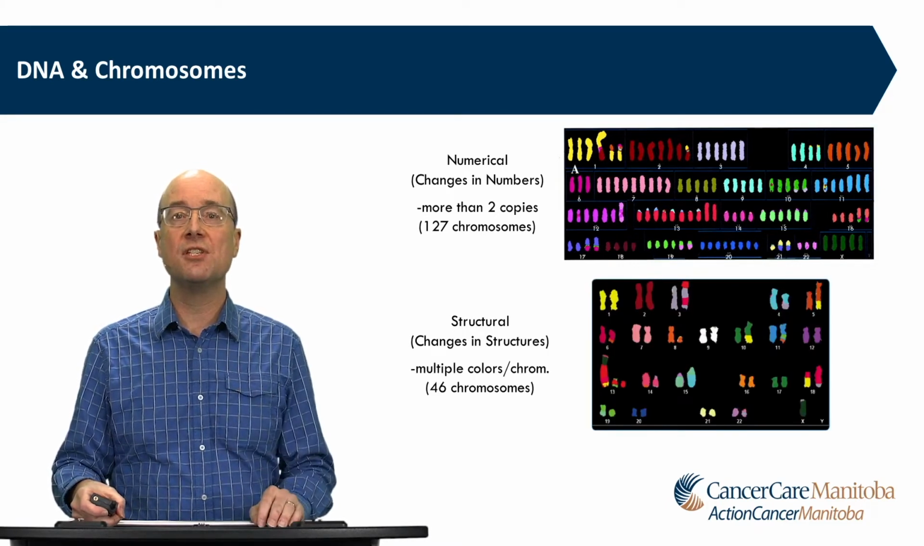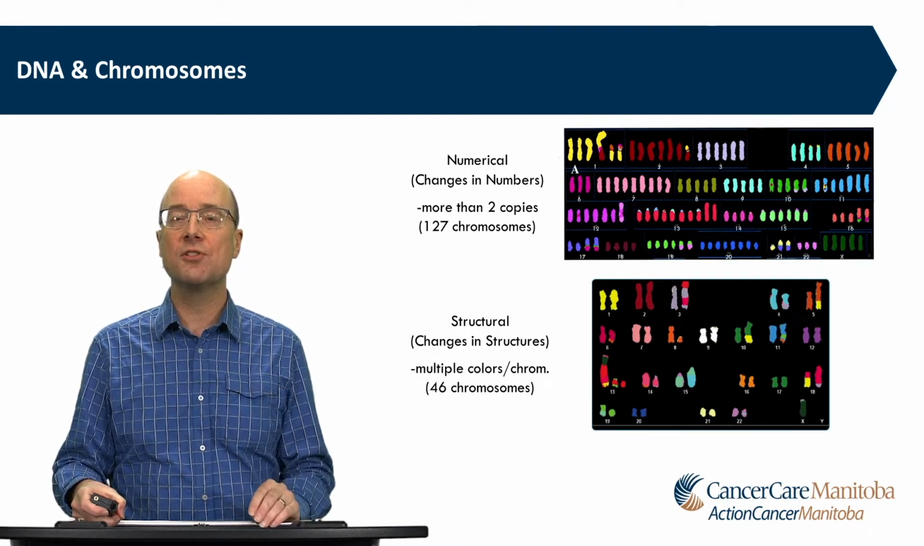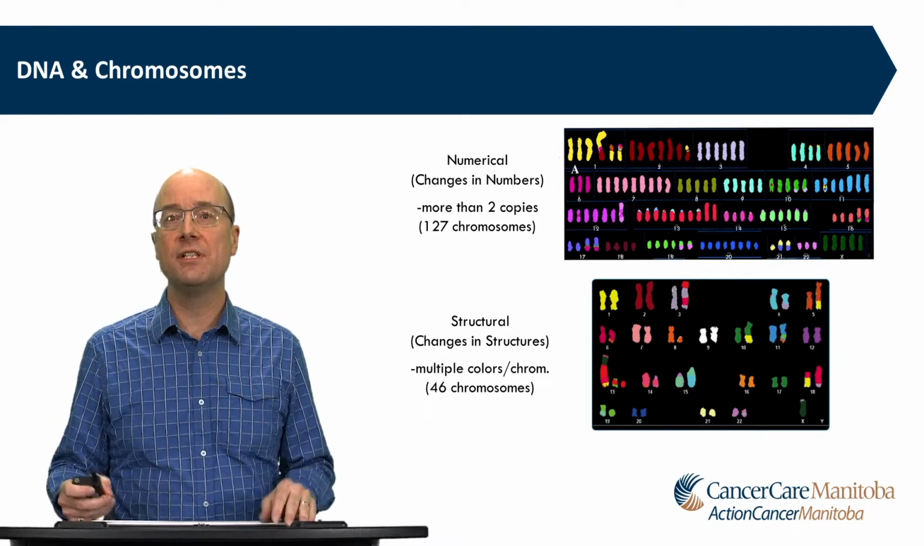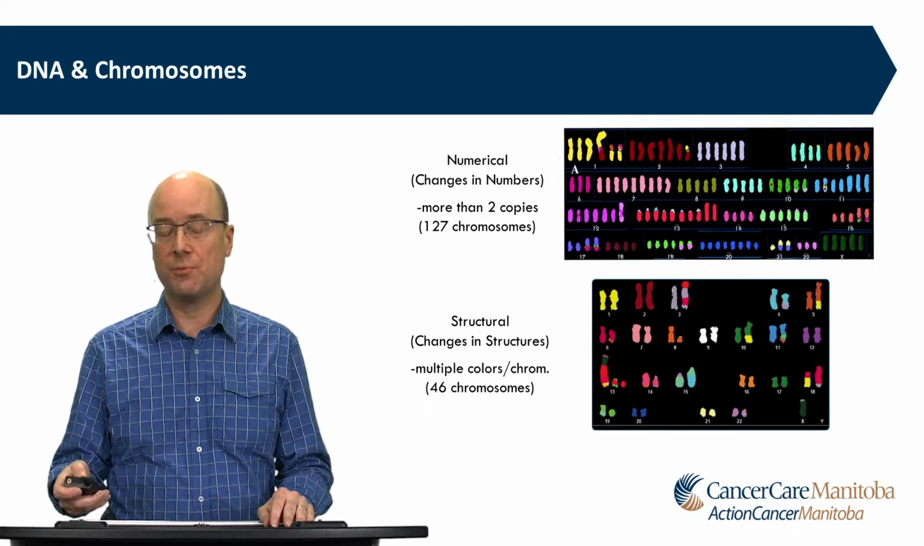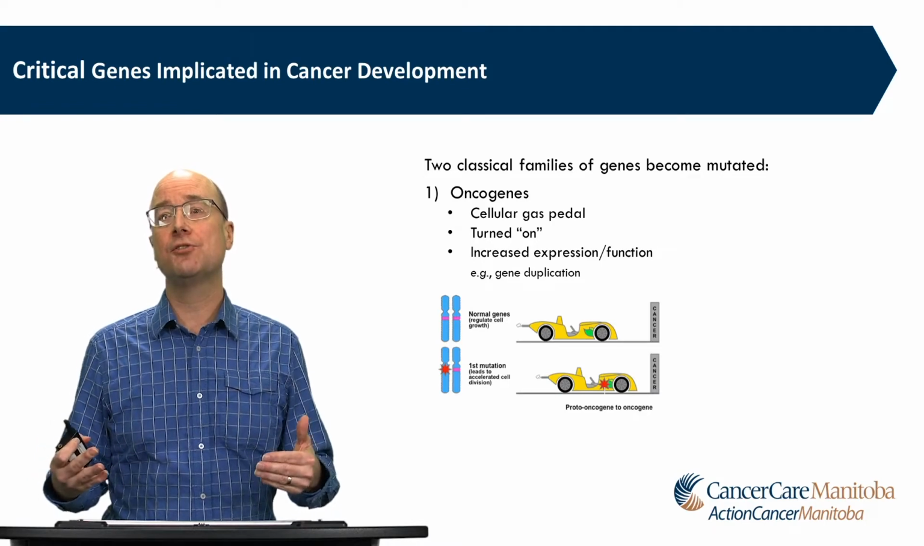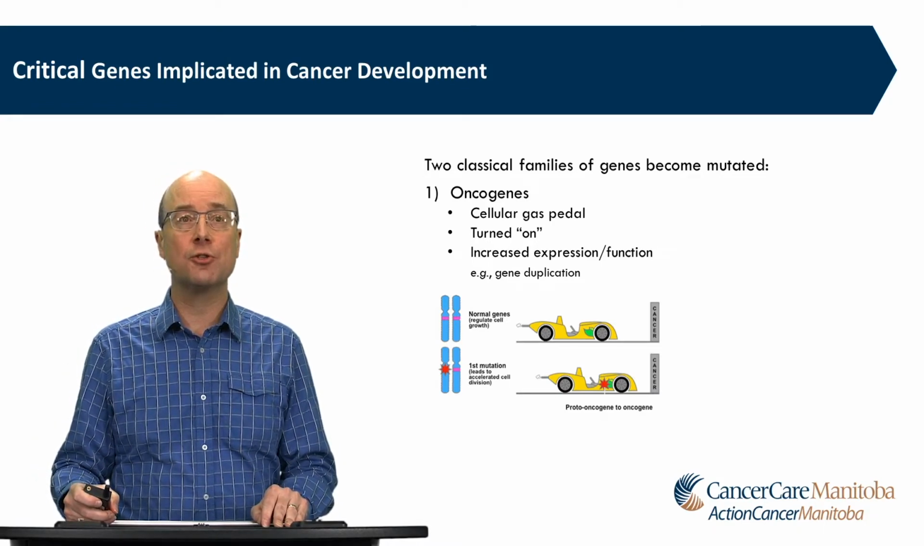Similarly, we can also see structural variants. So while we see the regular number of 46 chromosomes, what you'll notice in many of these chromosomes are banding patterns, indicating fusion proteins and fusions have occurred between these specific chromosomes. Really, there are 2 classical genes that are implicated and affected by those types of numerical or structural changes.